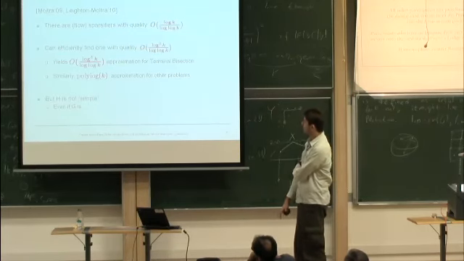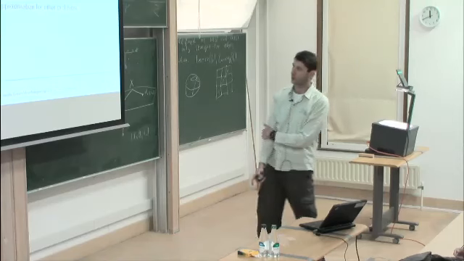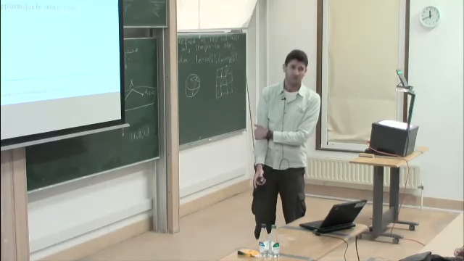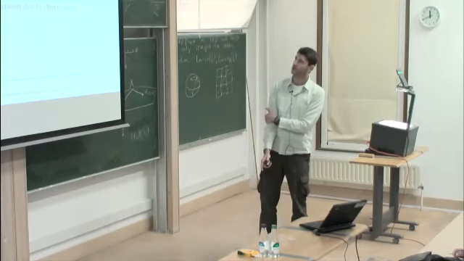One issue with this result is that H is not very simple, even if G is. What does simple mean? Well, there may be more than one definition, but think of it like this: if G is planar, you'd like H to be planar as well. And similarly, whatever property you know about G. Maybe if G is sparse, you want H to be sparse. Maybe some other, so different versions.